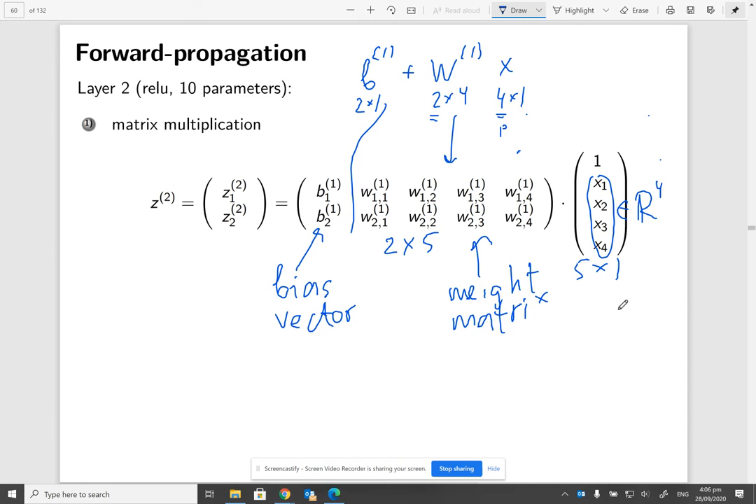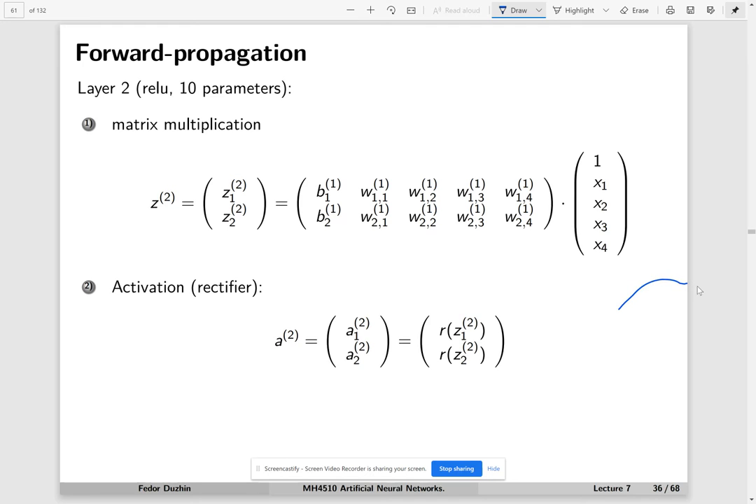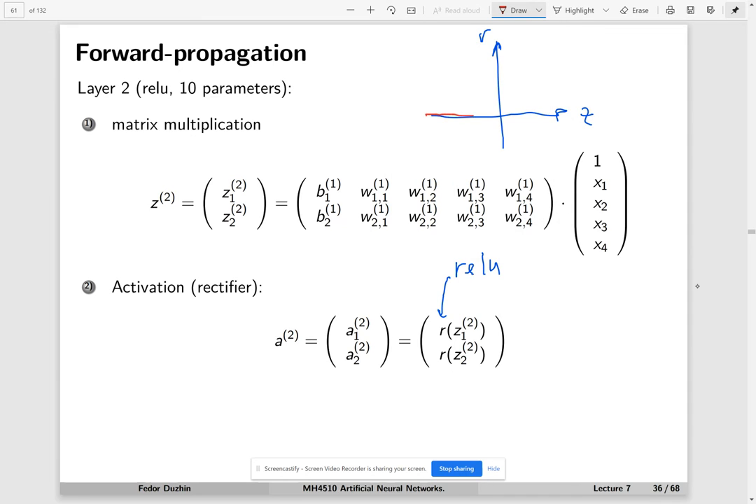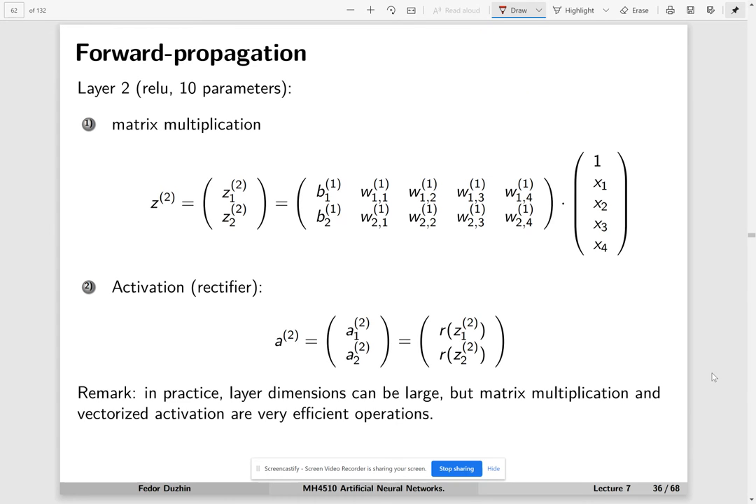All right. Now, after we have computed this Z vector, the next stage is to apply some nonlinear function to every entry of this Z vector, right? In this case, we are applying R, which is the ReLU or rectifier. Remember that ReLU looks like this: if this is Z, and this is R, then my ReLU function looks like 0 here and Z here. In practice, dimensions of these matrices can be extremely large, but these are very efficient operations, so we shouldn't worry too much about it.